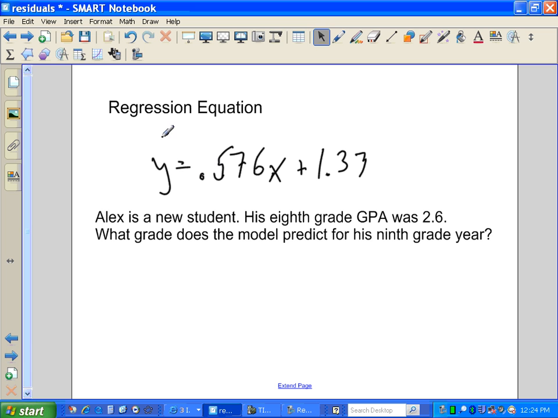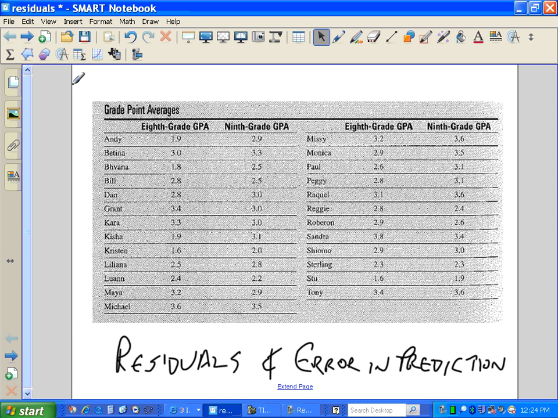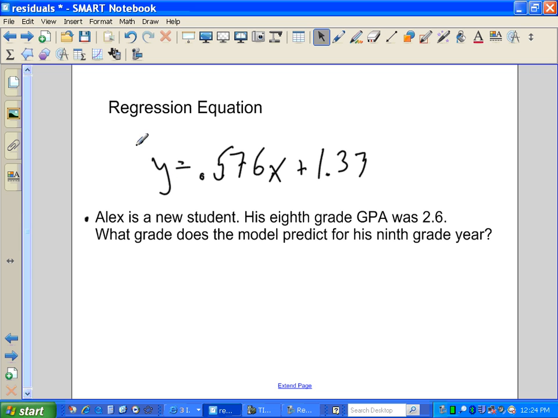Okay, so we typically want to find out how good of a model this is, and there are a couple of things that we want to look at with the model. One is, how does it work for people that weren't included in the data? So we have all these people from Andy on through Tony, but we don't have this guy Alex in our model. And Alex had a 2.6 in his.